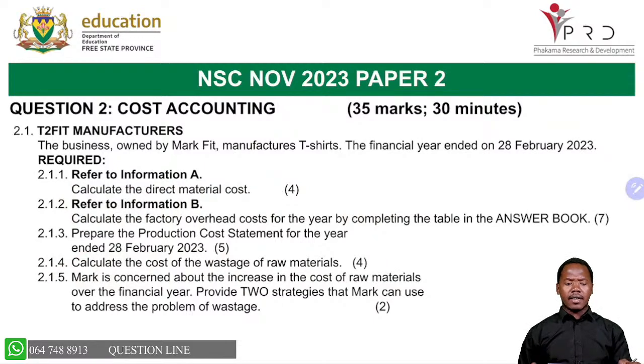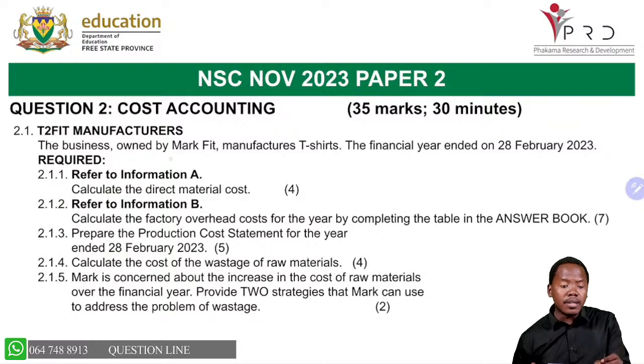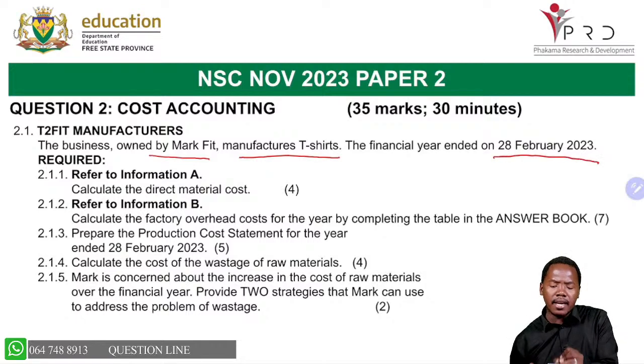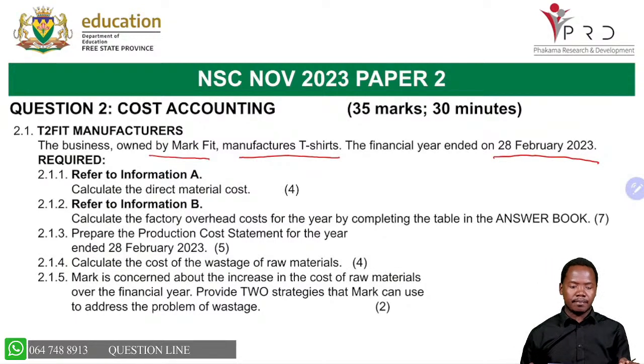Now, let us look at our question here. Question 2 for 35 marks, 30 minutes. We are looking at this business, 2.1. It is extracted as is. The business is owned by Mark Fit. It manufactures t-shirts. The year end is 28 February 2023.